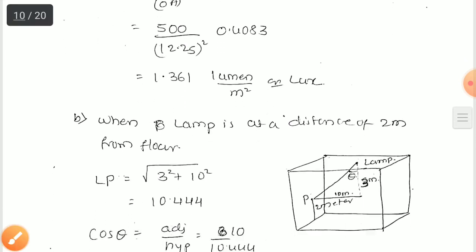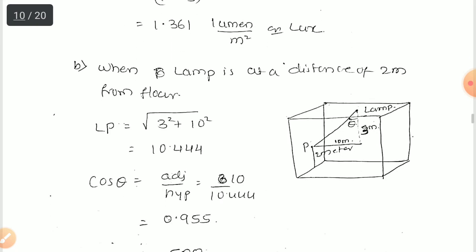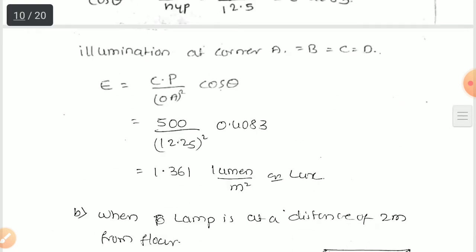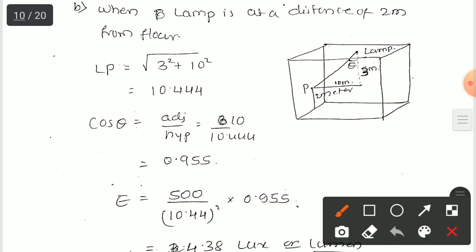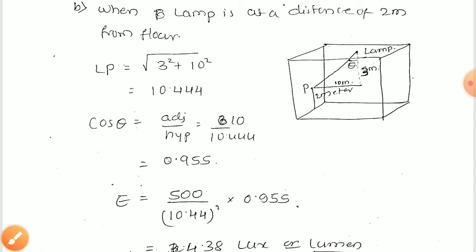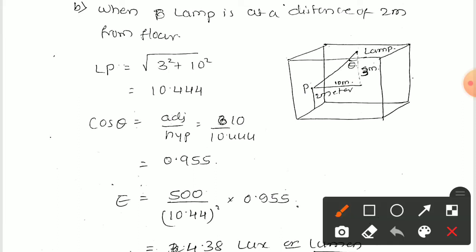Next, they ask you, when the lamp is at a distance of 2 meters from the floor. I have redrawn the same circuit here. This is the square box, and the lamp is here now. It is 2 meters from the floor and 3 meters from the ceiling, because the total is 5 meters. So 5 meters is the height of the room. So when the lamp is at a distance of 2 meters from the floor, what is the illumination you have to calculate?